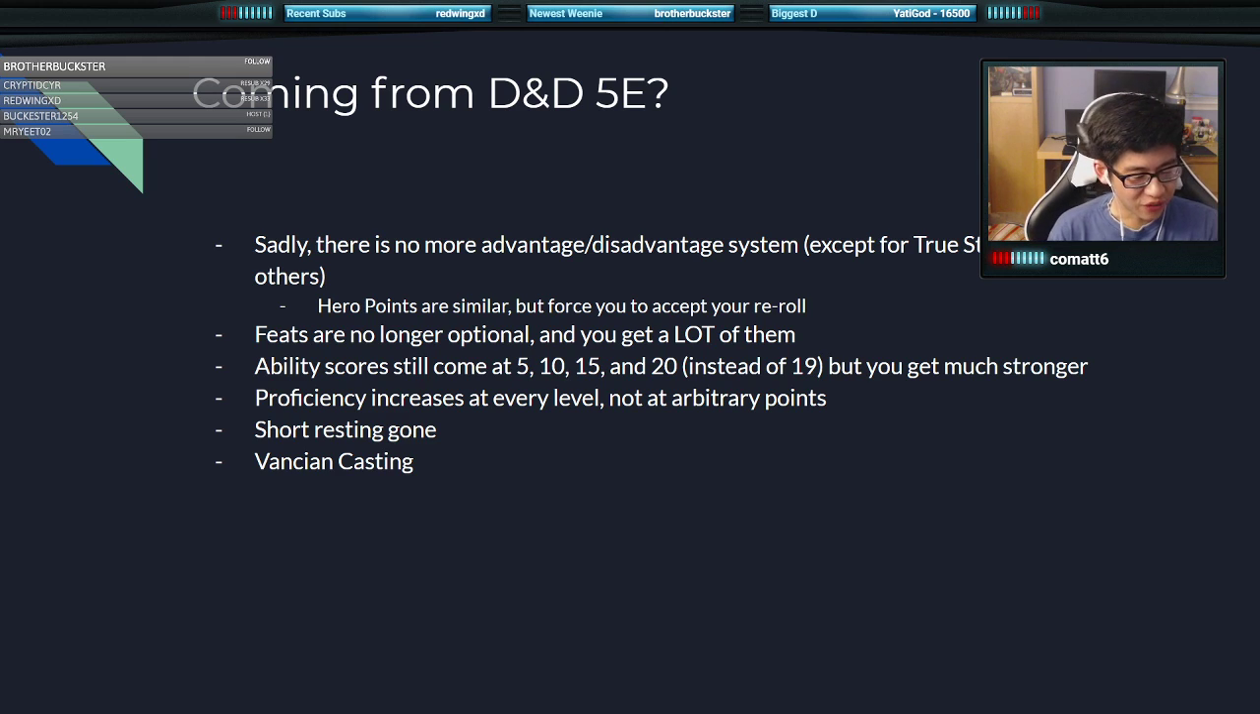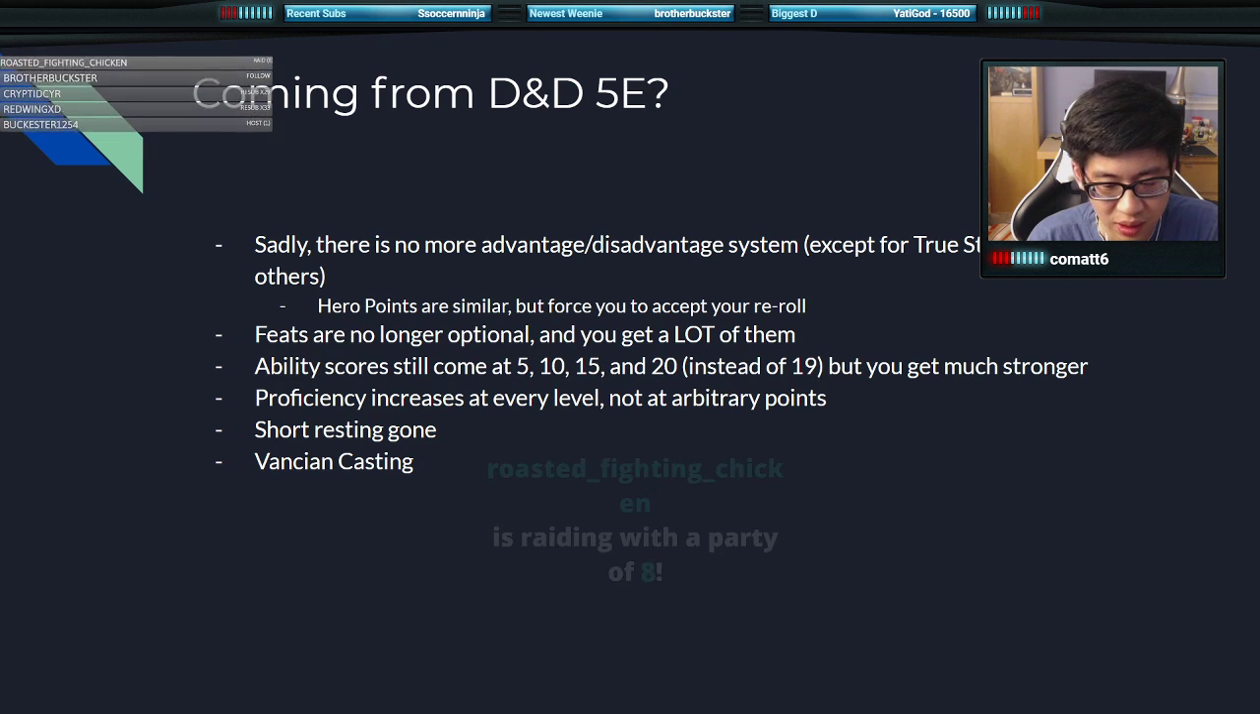But so there is no more advantage, disadvantage. To those of you who don't know what this is, it was a pretty bullshit system in Dungeons & Dragons 5th Edition, where if you did something, you could get an advantage on a roll, to mean okay, there's a good chance you're going to get success, or you get disadvantage if you're trying to do something hard. So this doesn't exist in Pathfinder 2nd Edition. One notable exception is True Strike, and what that is, when you make an attack, you get to roll twice and take the better.